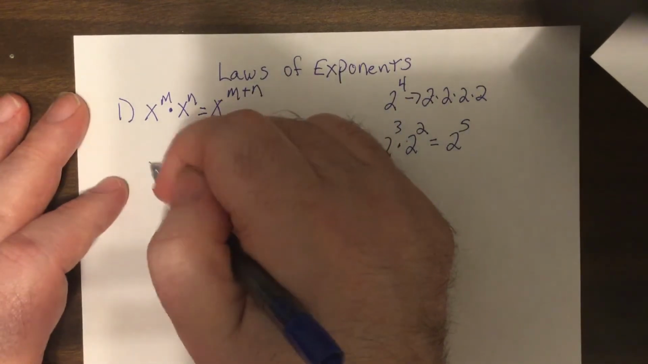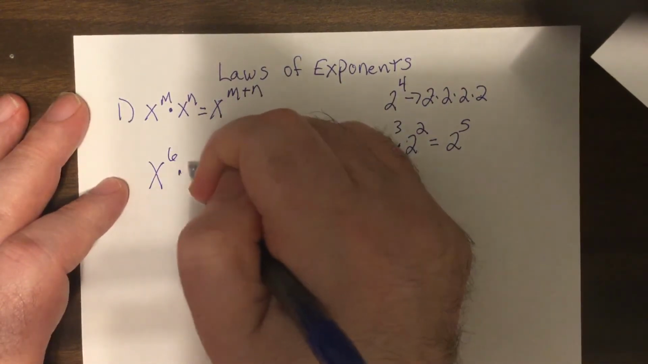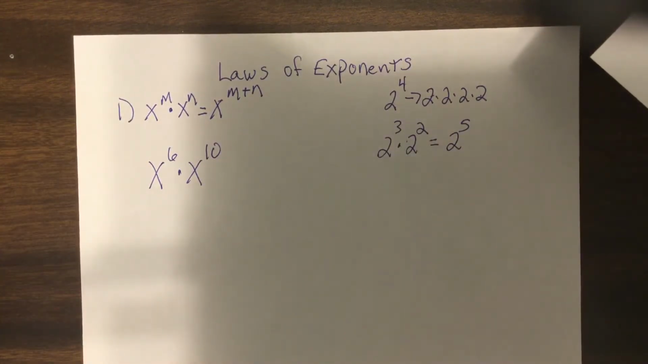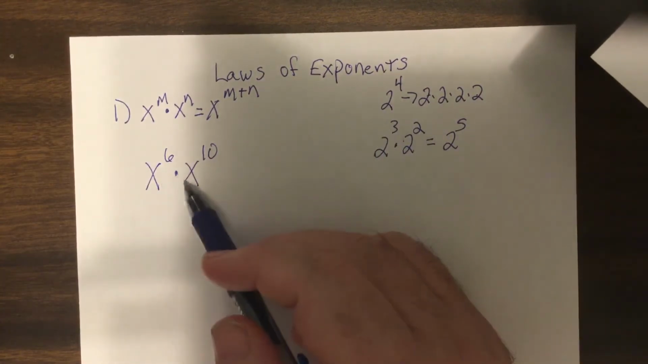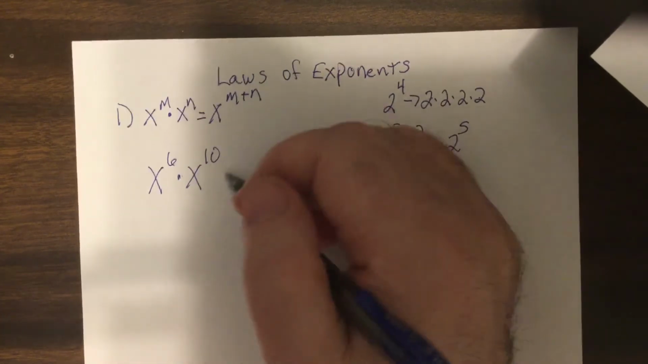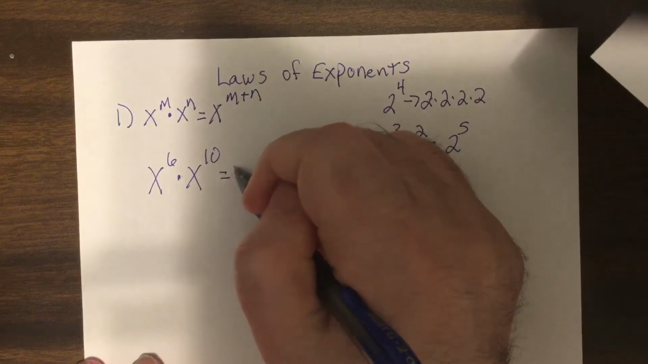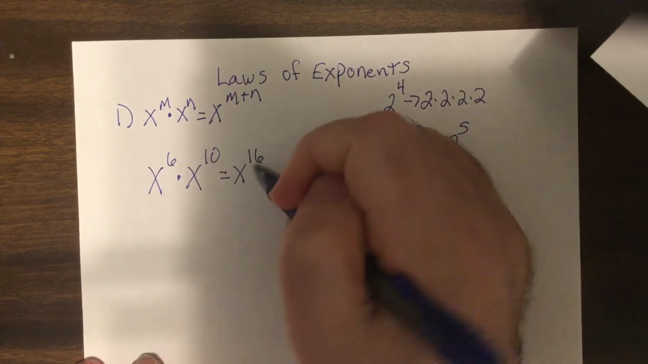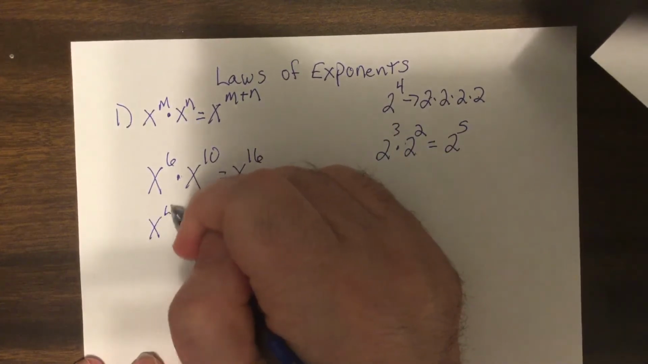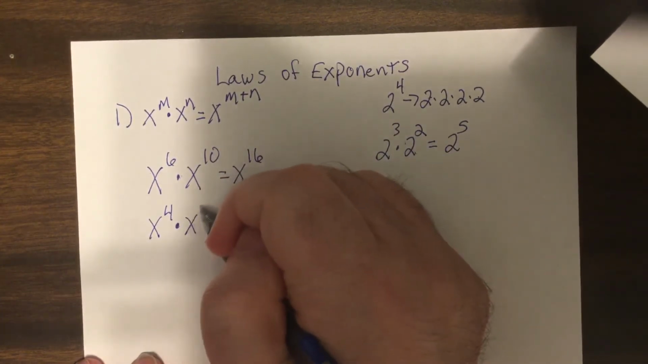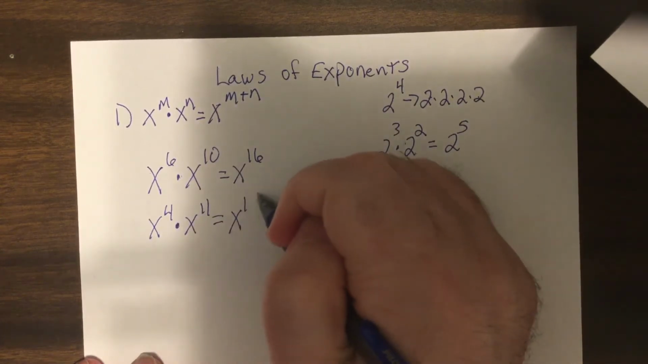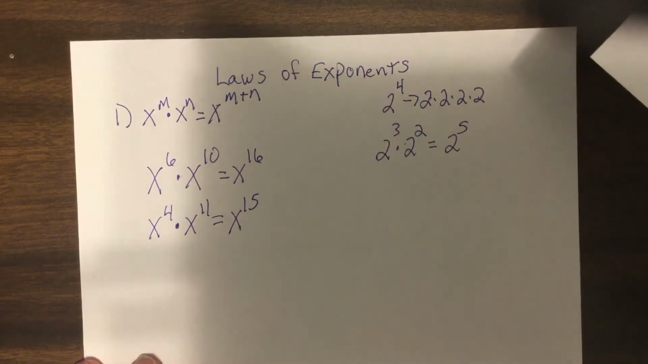So if I said what's x to the 6th times x to the 10th, you would say, well, I have 6 of them. I'm multiplying 10 more of them together, so altogether I'm multiplying 16 of them. Or you could just say, hey, you add the powers. So x to the 4th times x to the 11th. When you multiply two things same base, you add the powers.